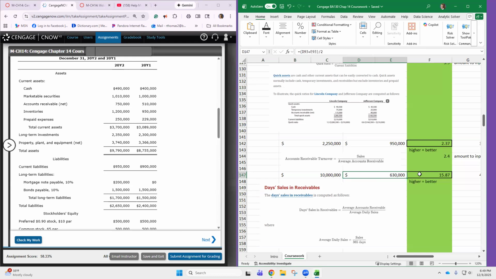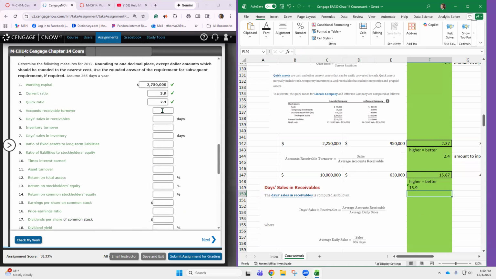So our turnover number is 15.87 when I do the math here, and I also want to put that in as 15.9. So I'm just going to put that in here. There it is, 15.9. And I'm going to kind of pick up the pace now. This next one is related to what we just did. We want to know how many days does it take for us to collect our receivables?